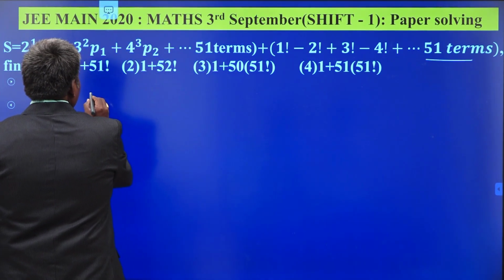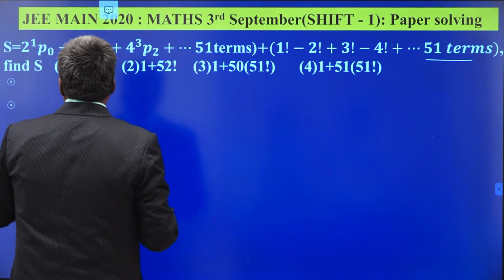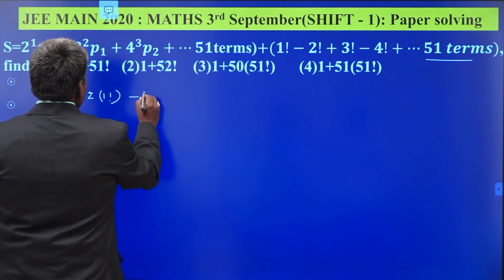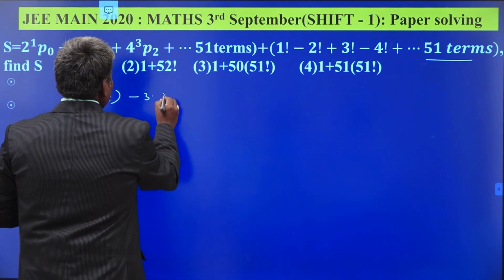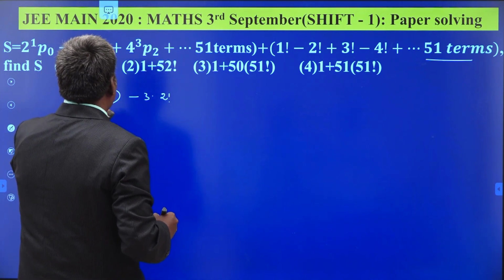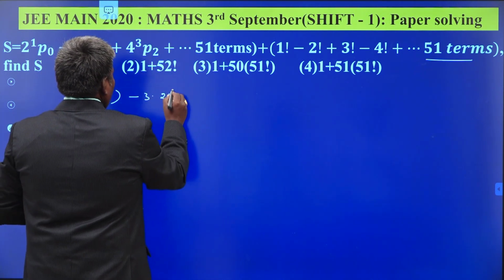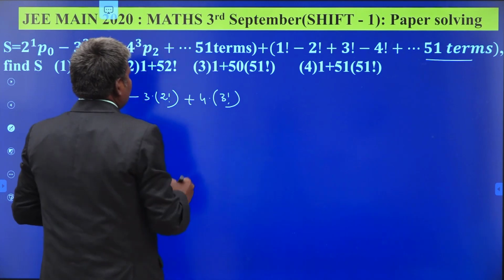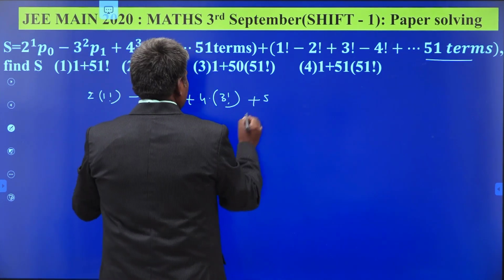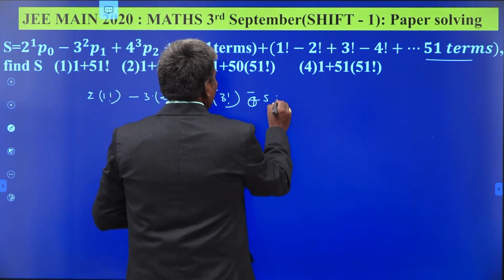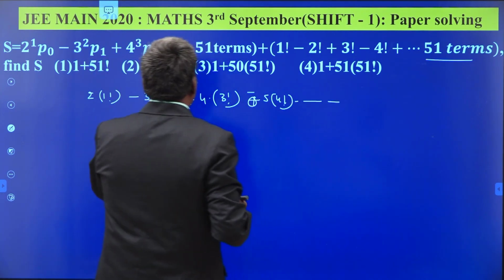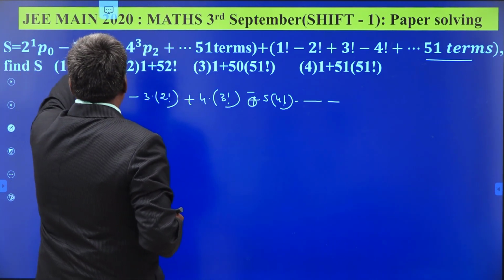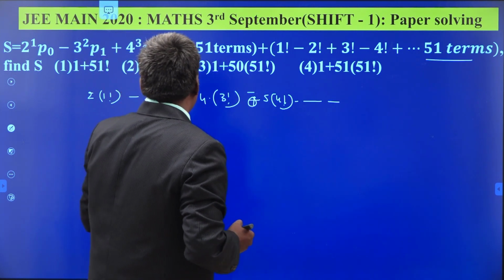See here, 2 times of 1 p naught, that means 1 factorial by 1 minus 0 factorial, that is 1 factorial. 2 into 1 factorial minus 3 into 2 factorial, because 2p1 is nothing but 2 factorial by 2 minus 1 factorial, and plus 4 times of 3p2, 3 factorial by 1 factorial, 4 into 3 factorial, minus 5 into 4 factorial and so on up to the 51st term. What will be that 51st term?